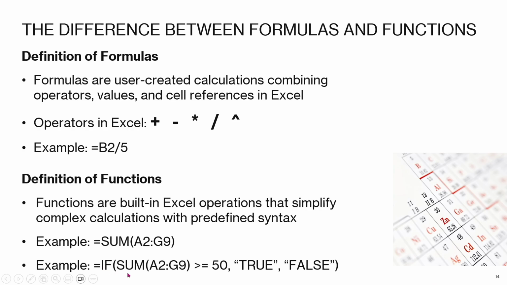Another example I had mentioned about nested formulas or nested functions. IF is a function that will return a true or a false depending on whether or not a value is true or false. So if the sum of A2 to G9 is greater than or equal to 50, this is how that would be represented in an IF statement or in this IF formula function. And if that's true, it would write true in that cell, otherwise it would write false.